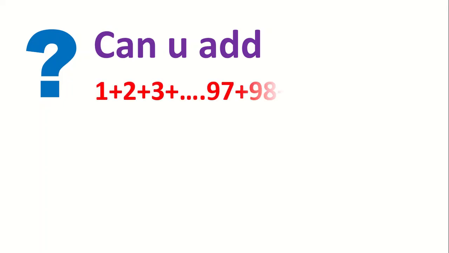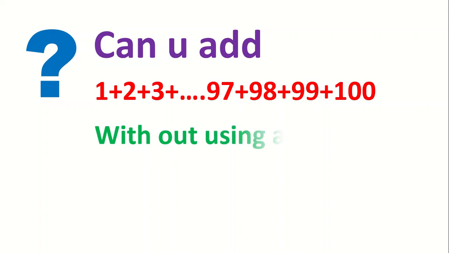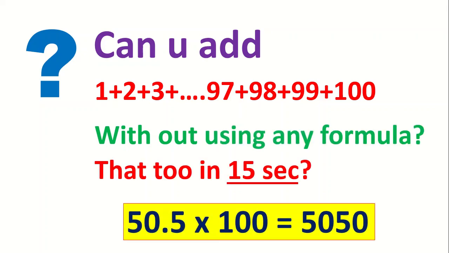Okay, now it is easy, I think. You will be adding that very easily. The mid value of this is 50.5. So you have to multiply by 100.